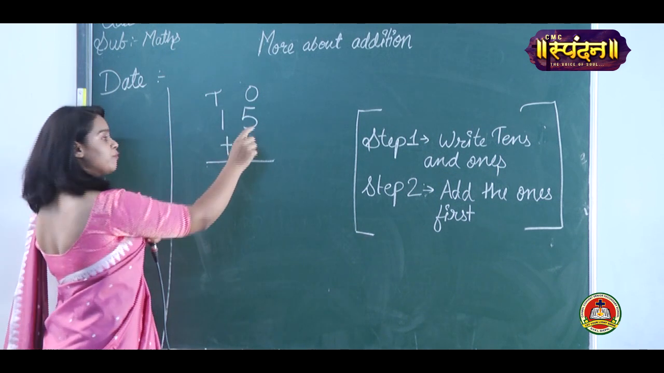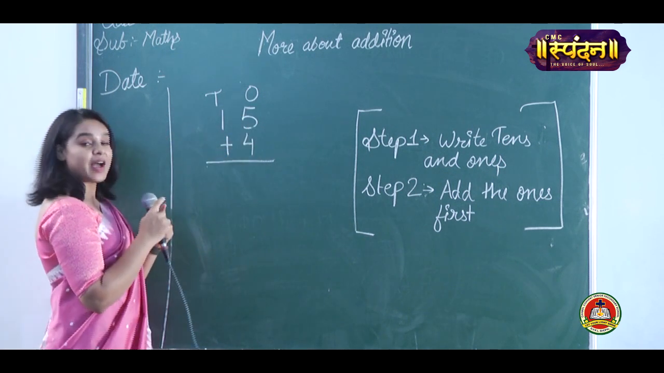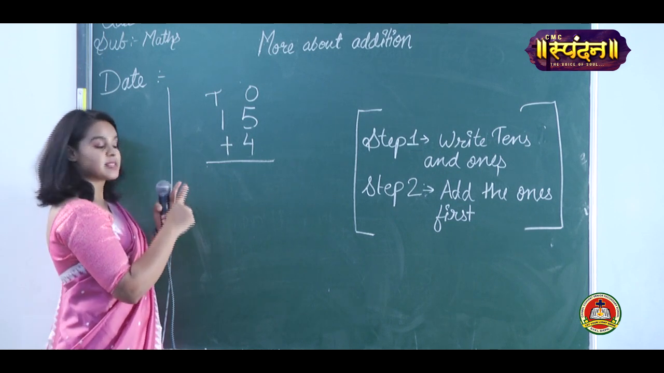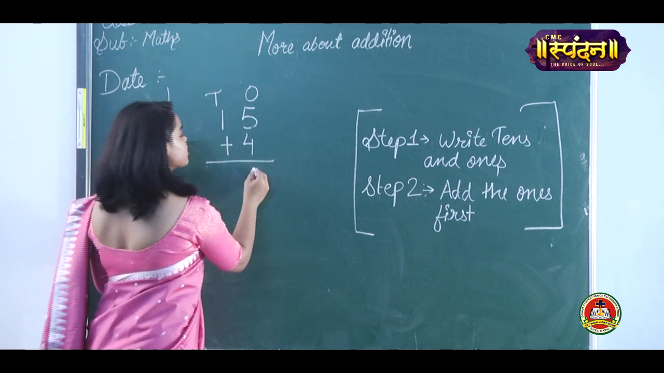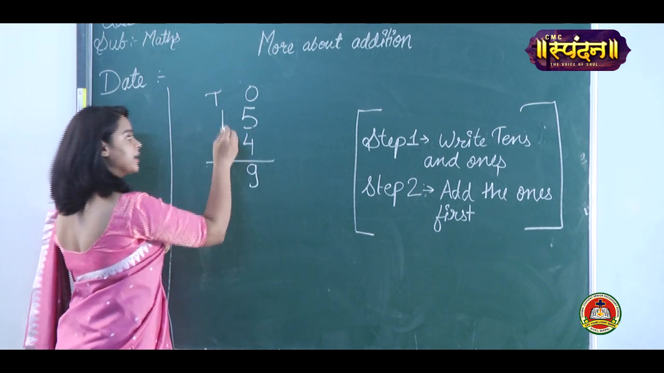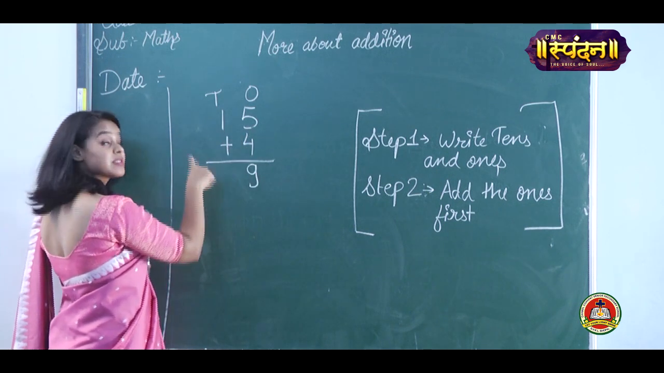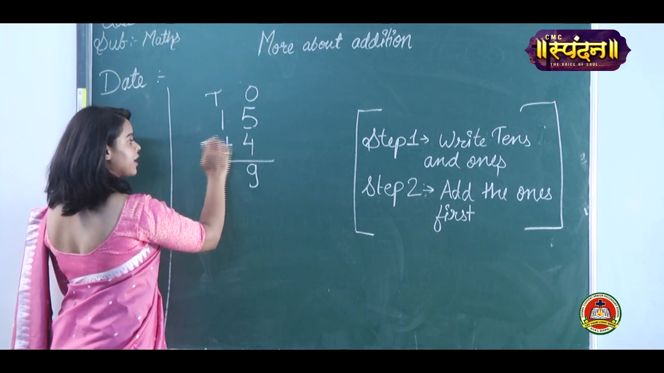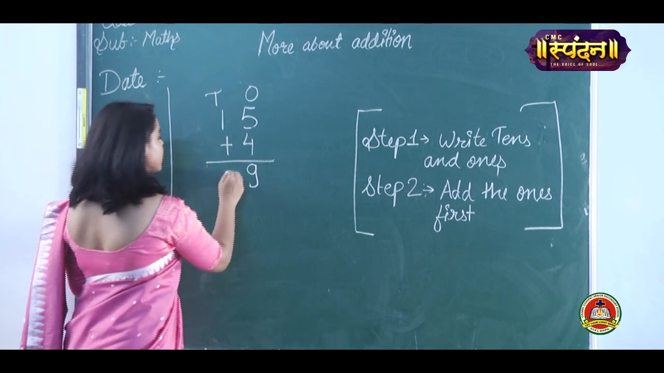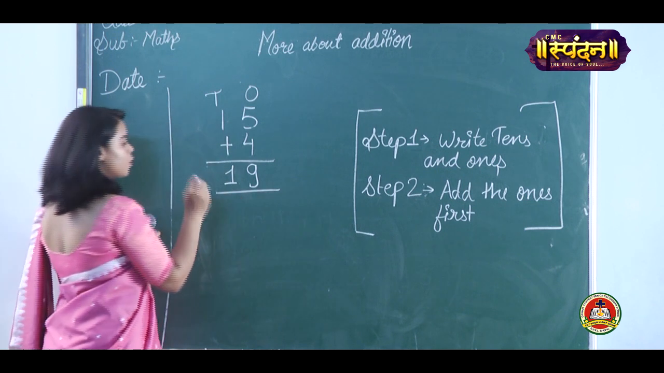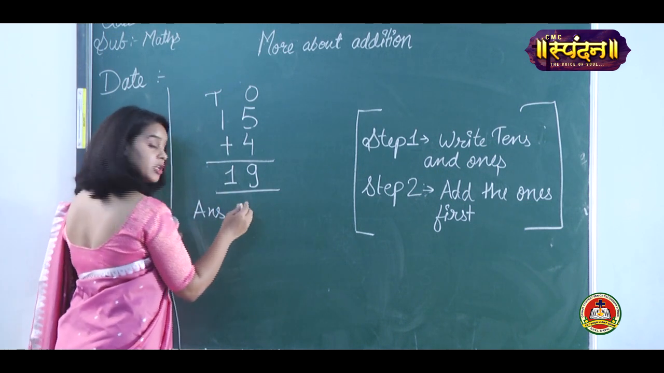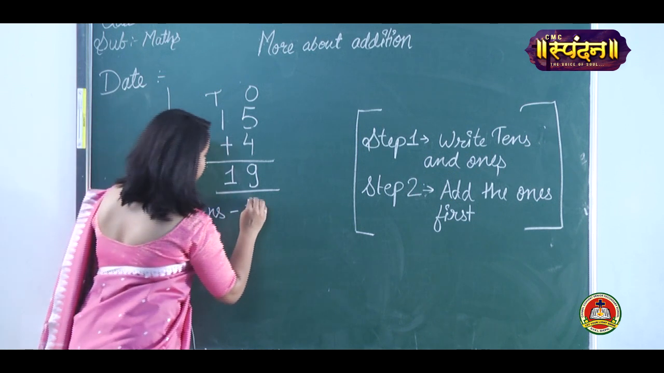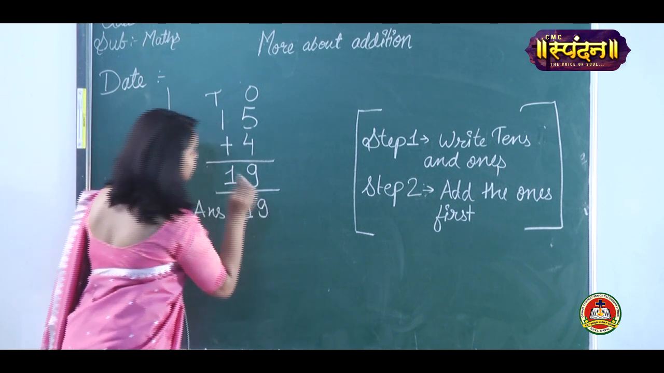So here 5 plus 4. We will do 5, 6, 7, 8, 9. Then 5 plus 4 is 9. And 1 plus, there is nothing. There is just a sign of addition here. So it's 1 only. So make sure you write answer at the bottom of the question. Then only your question is finished. Like answer is 19.